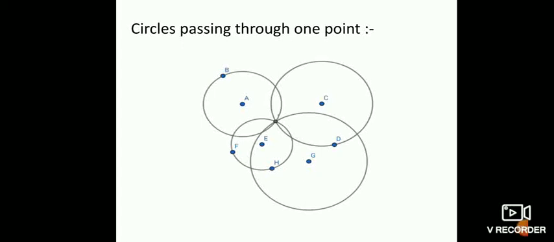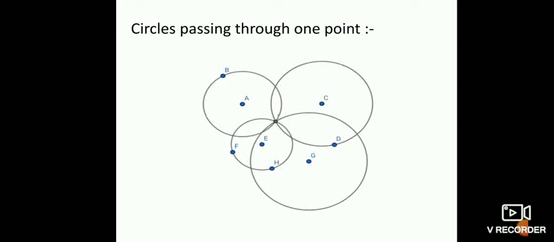Then we have seen the circles passing through different points. At first, we can see the circles passing through one point. If we take any point in a plane, then we can draw a circle having center A passing through this given point. Then we can take another center C and draw a circle. Then it also passes through this point.